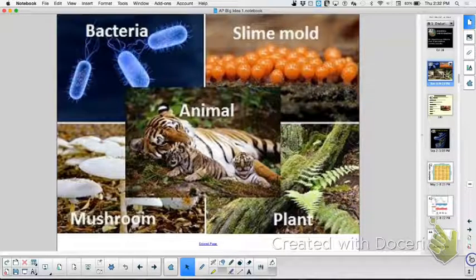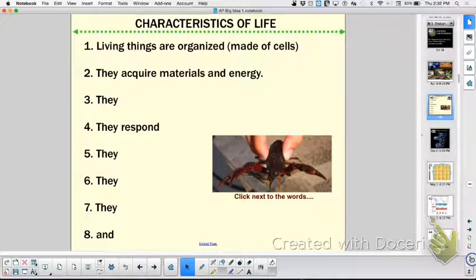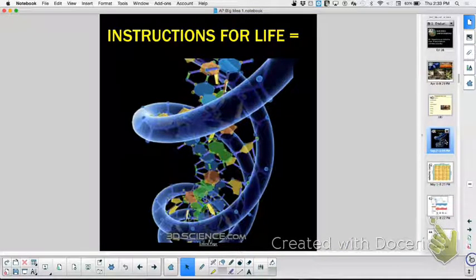If we're going to look at the attributes of life, the first thing we need to know are the characteristics of life. So let's review that. Living things are organized, made of cells. They acquire materials and energy. They maintain homeostasis. They respond to stimuli. They reproduce, they grow and develop, and they adapt and die. Good job.